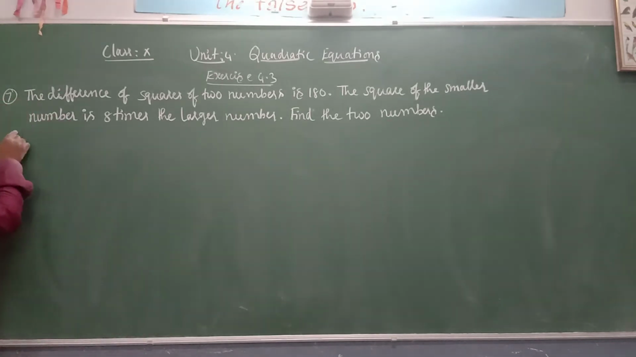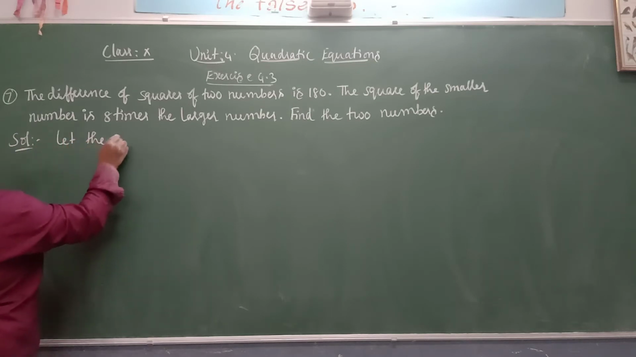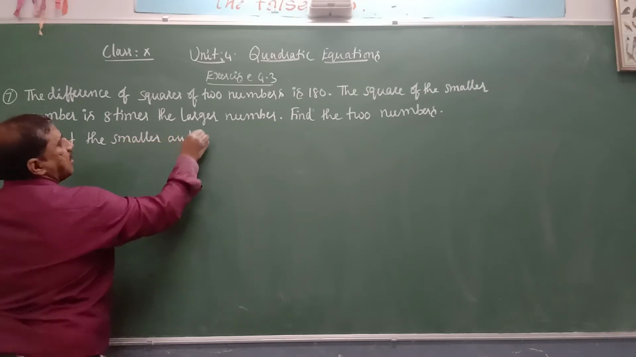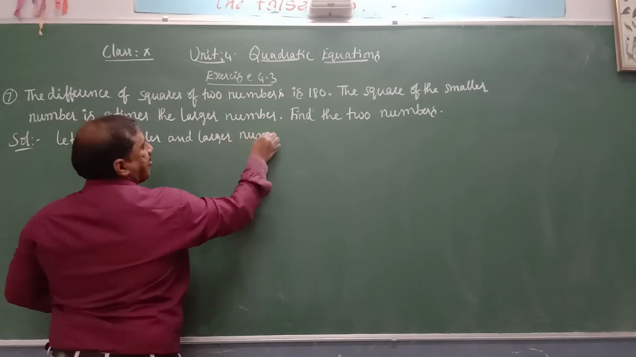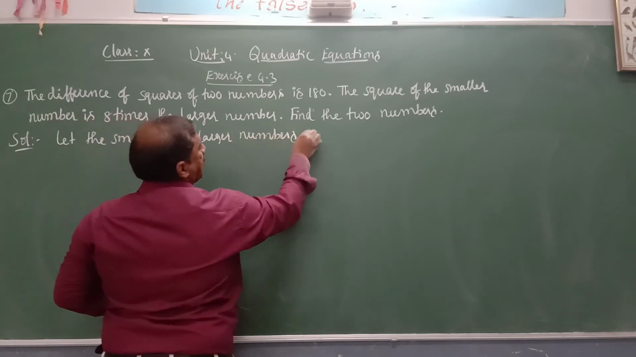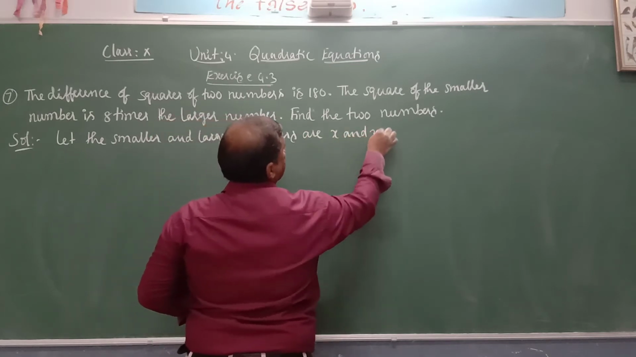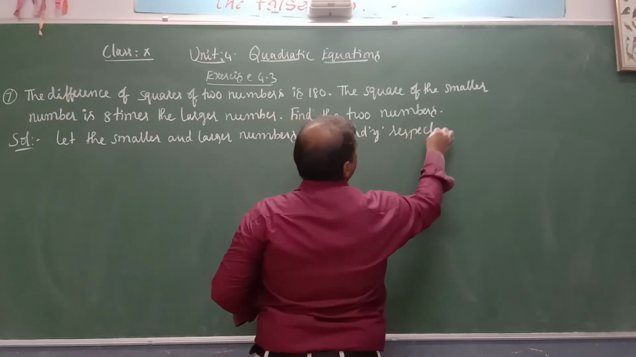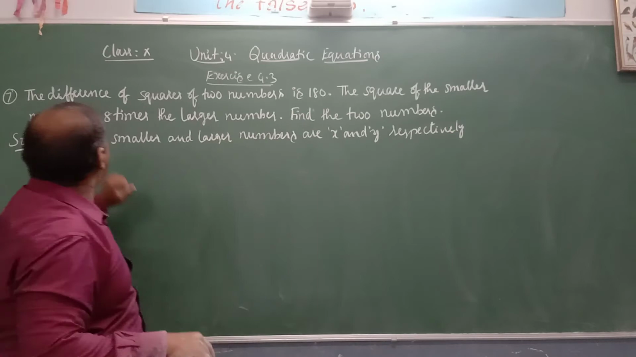So we don't know them. Let the smaller and the larger numbers be x and y respectively. So we are taking them as x and y. What is the condition given?